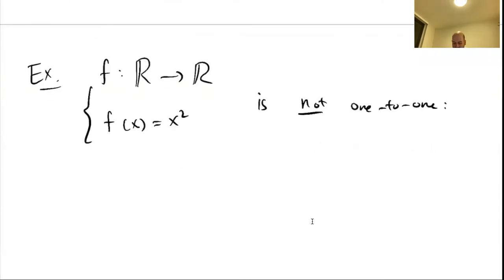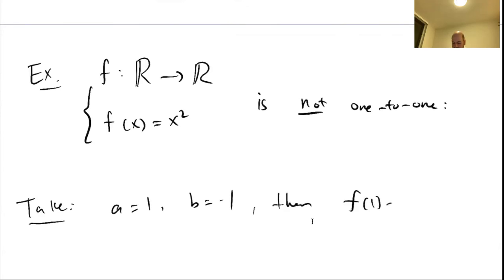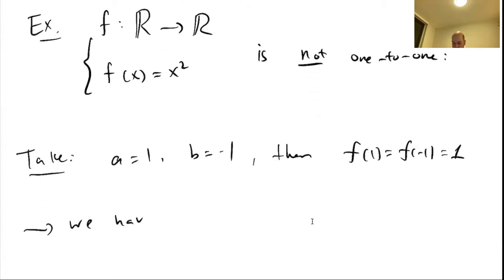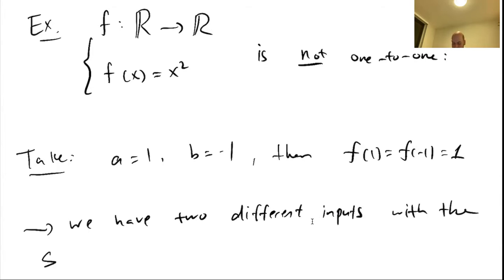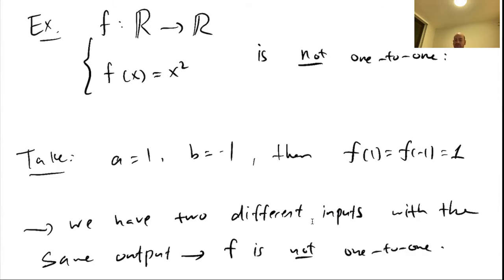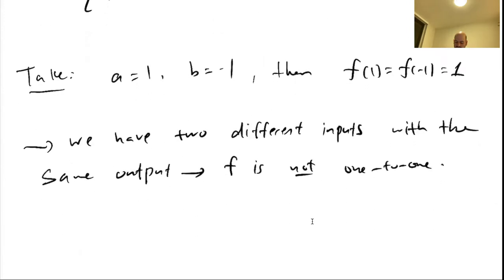For example, take a equals 1, b equals -1. Then f of 1 equals f of -1 equals 1, right? So that means we have two different inputs with the same output, and that means f is not one-to-one. Two different inputs, same outputs, f is not one-to-one.